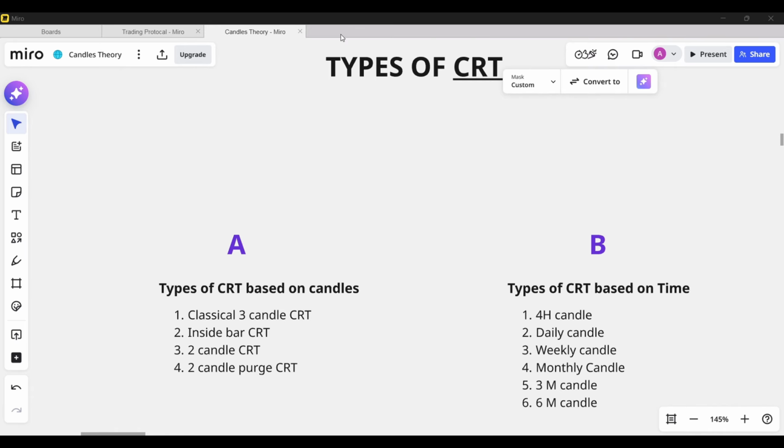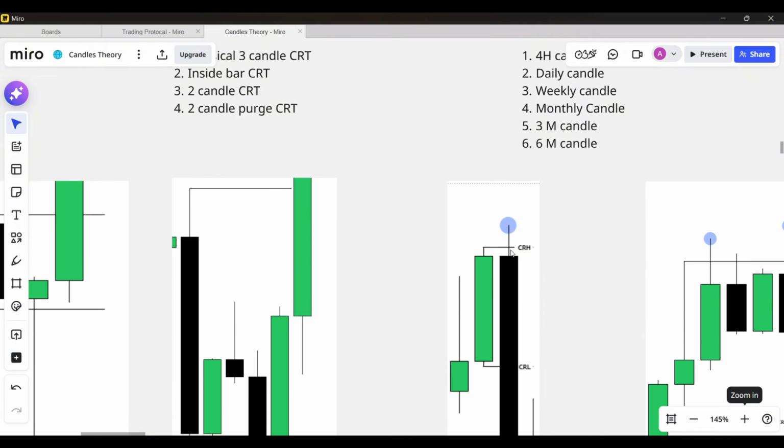Okay, let's get back to our topic. These were the major types of CRT. I will show the image of the CRT.